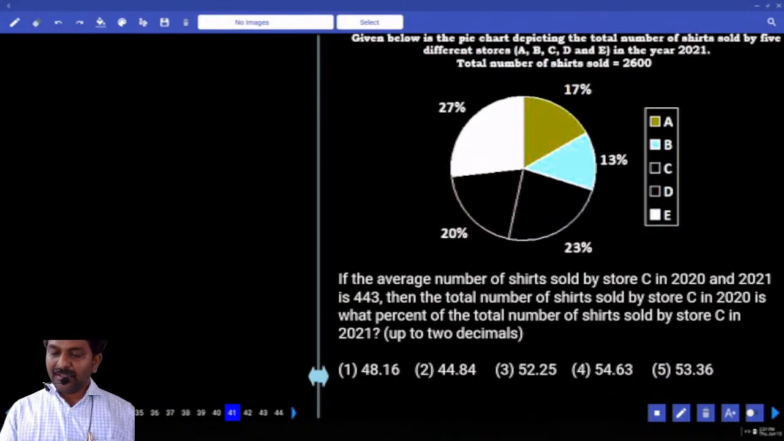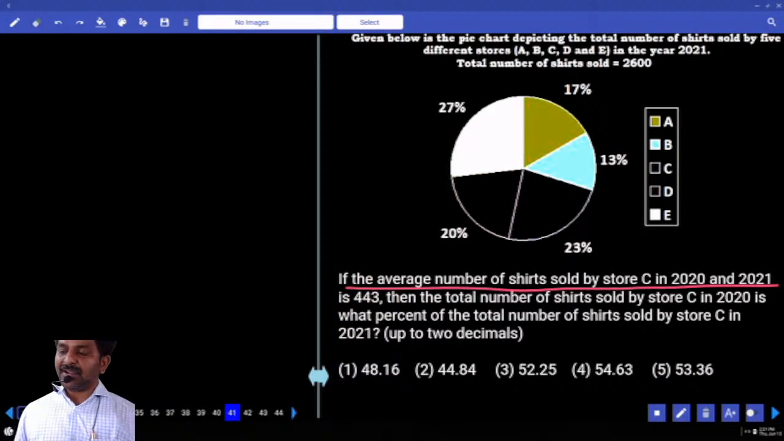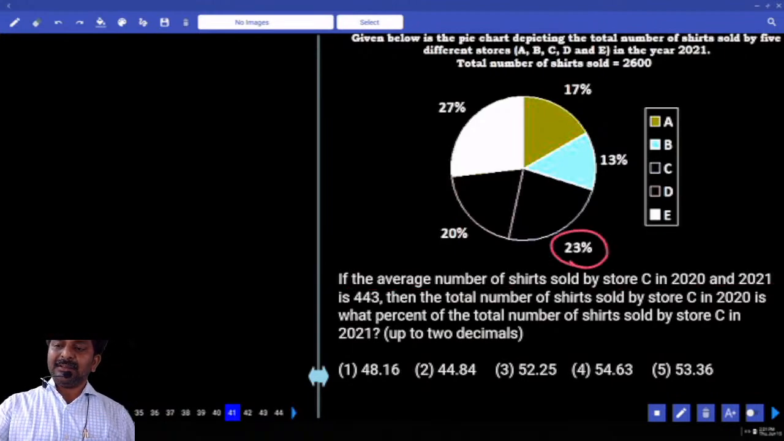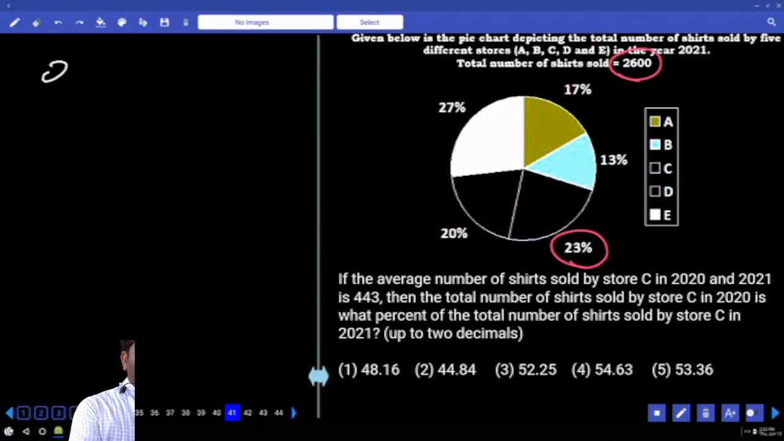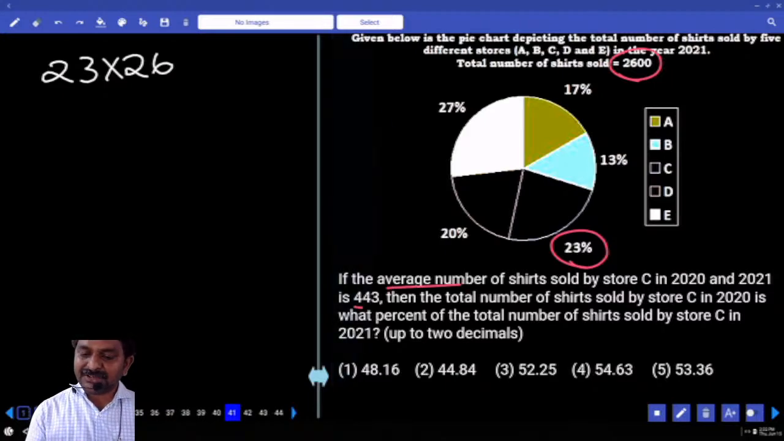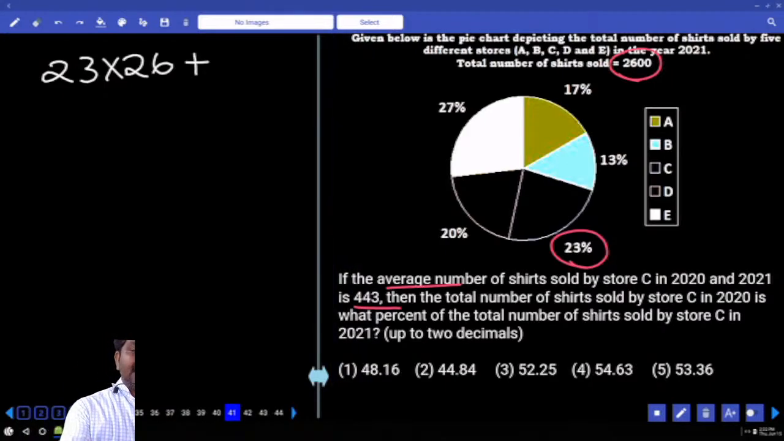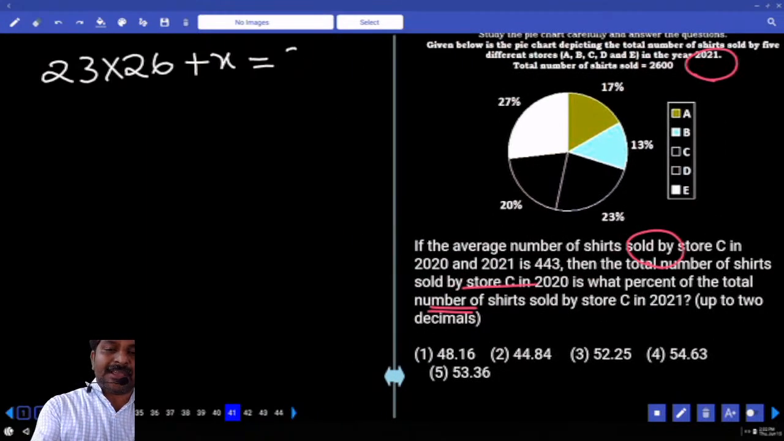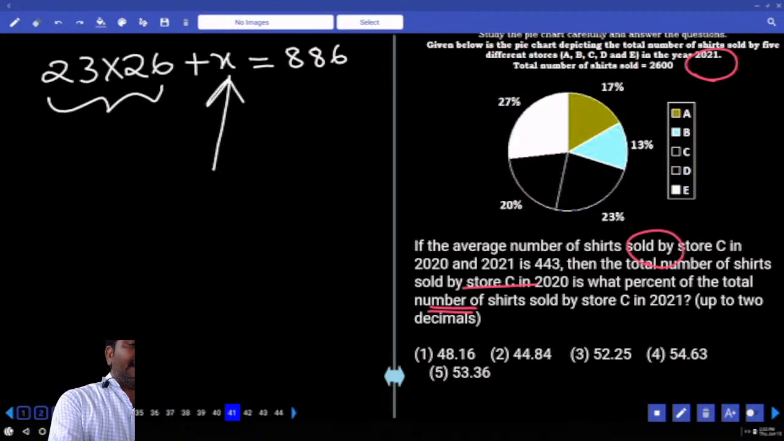If the average number of shirts sold by store C in 2020 and 2021 is 443. Store C, here it is 23%, calculated on 2600. That is 23 into 26. Average is mentioned as 443. If you add 2020 data also, that gives you the sum. Average is 443, so the sum must be 886. This is 2021 data. X is 2020 data.